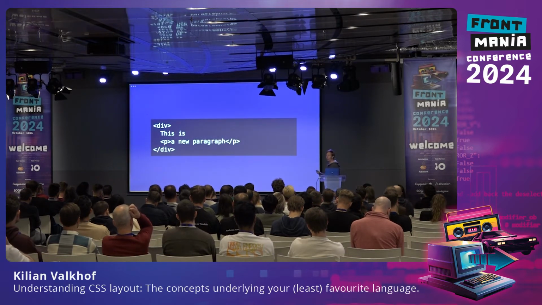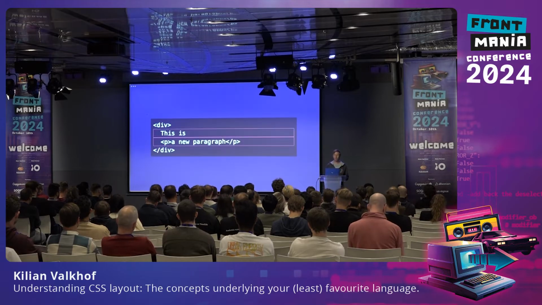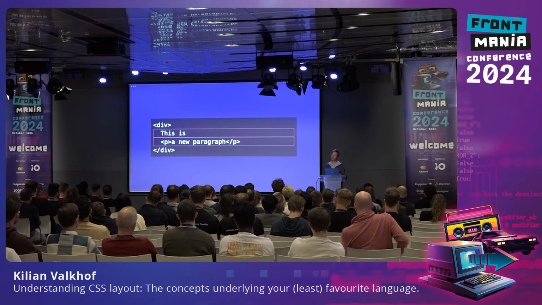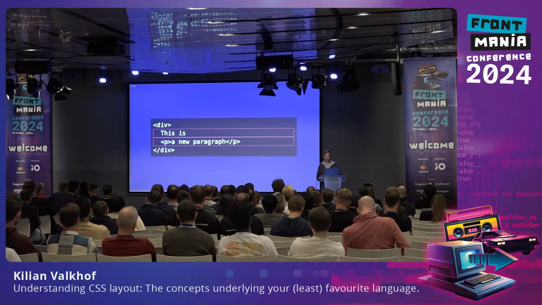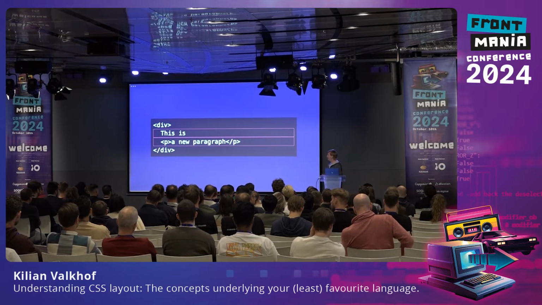So if the code was this, there's a div with a paragraph in it. Both the div and the paragraph are block level. So the anonymous box generated for this will be an anonymous block box. And the browser can then lay out the two boxes on top of each other. So that's the anonymous box generation that CSS does for you all the time.